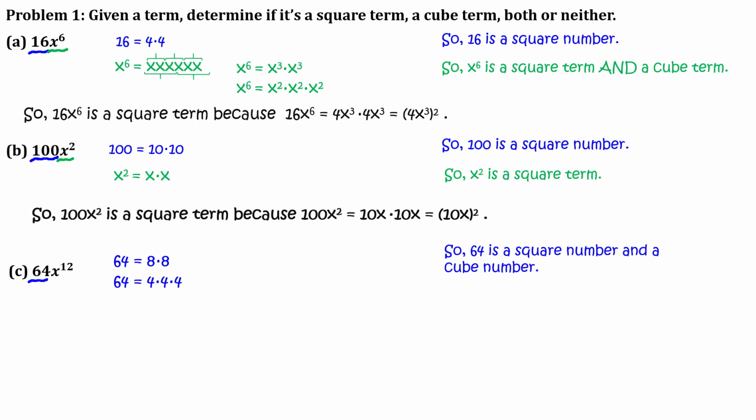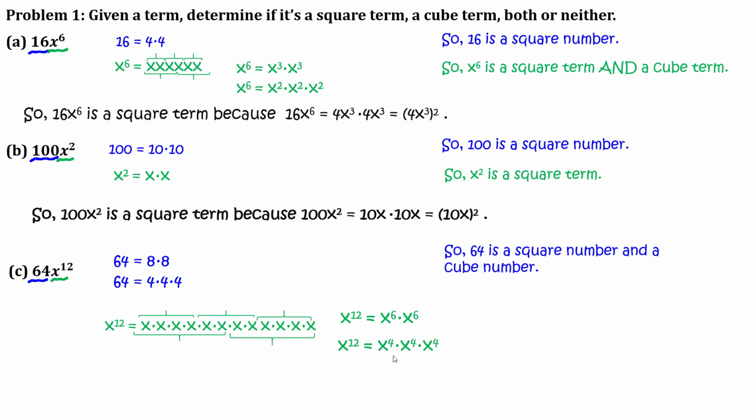Let's look at x to the 12th power. X to the 12th power is a product of 12 x's. So 12 is both even and it is divisible by 3. So I can split 12 factors into two groups of 6. So x to the 12th equals x to the 6th times x to the 6th. All right, 6 x's means x to the 6th. And then I can also split them up into three identical groups of 4, so x to the 12th equals x to the 4th times x to the 4th times x to the 4th.